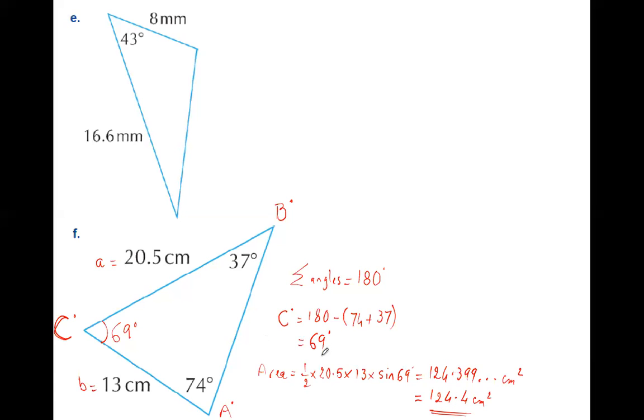So you'd get 2 marks for this question. 1 to find the angle. But even if you don't find the angle, let's say you put 79.